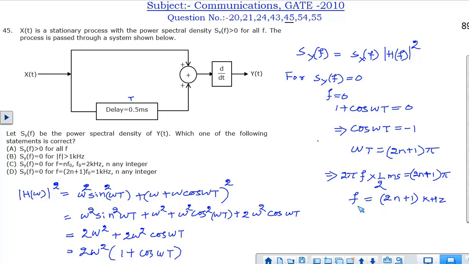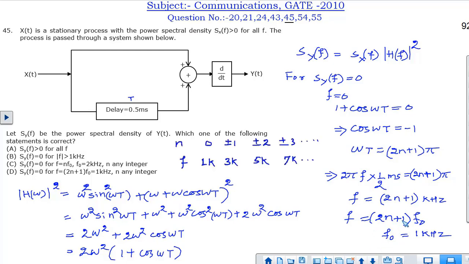So after simplification, we got f equal to (2n plus 1), because millisecond is there, inverse of millisecond is nothing but kilohertz. If we represent f naught here, (2n plus 1) whole into f naught, and f naught is 1 kilohertz, then at this frequency also the power spectral density is becoming 0, or we can say at the odd integral multiples of 1 kilohertz the power spectral density is becoming 0, and also when the frequency is 0, the power spectral density is becoming 0.